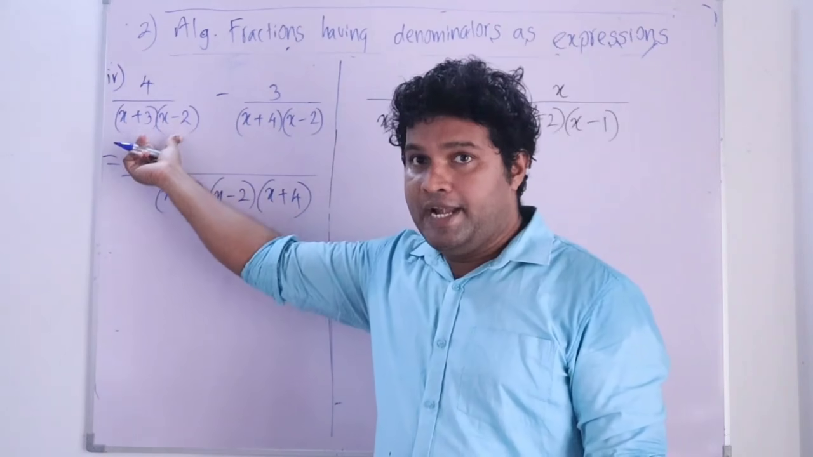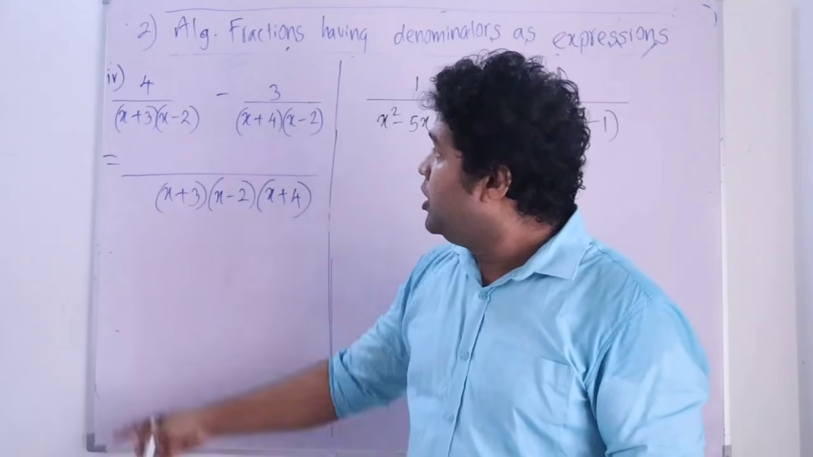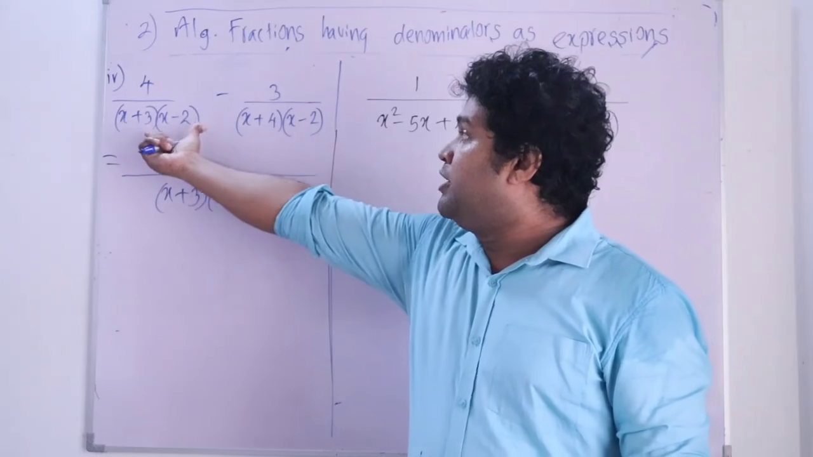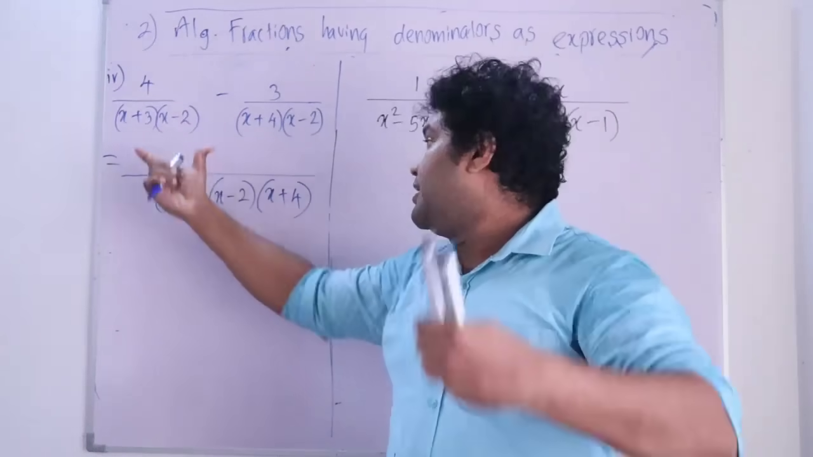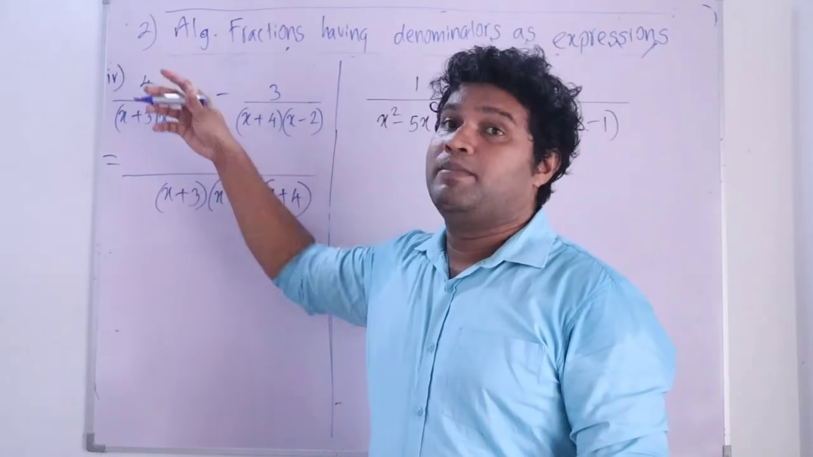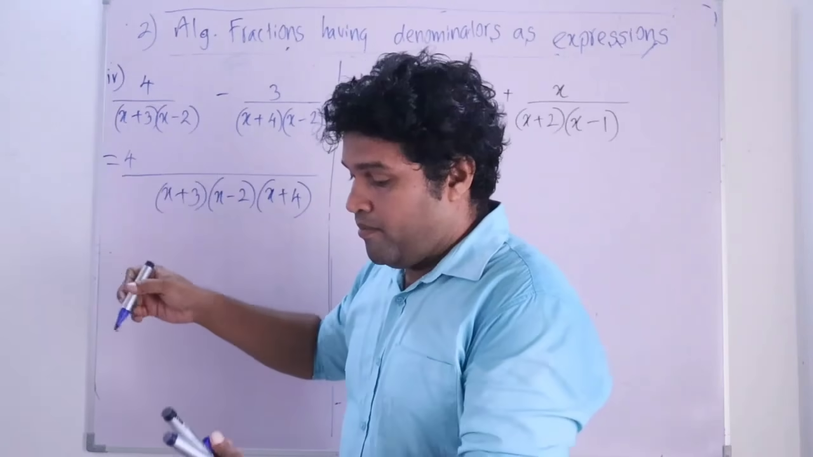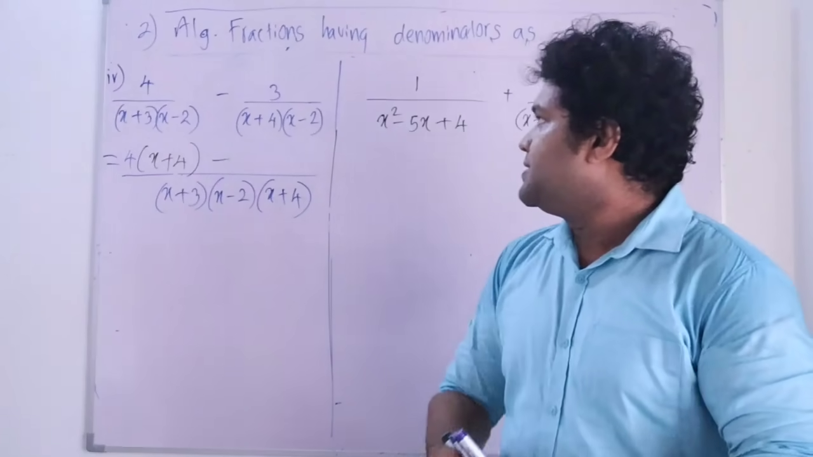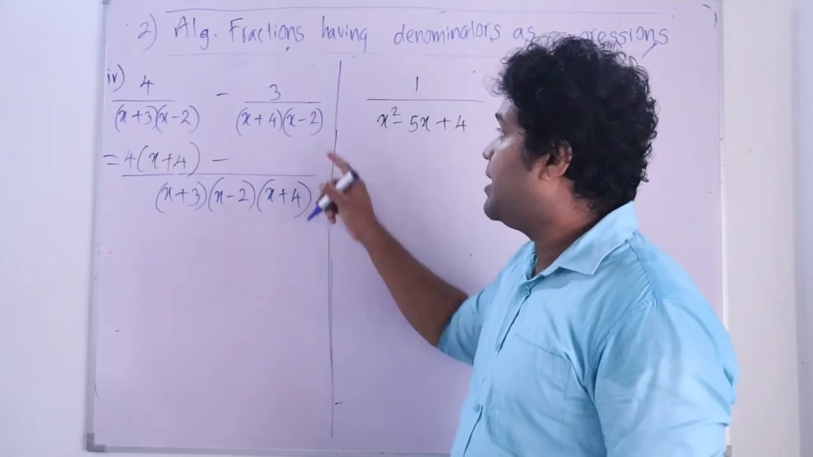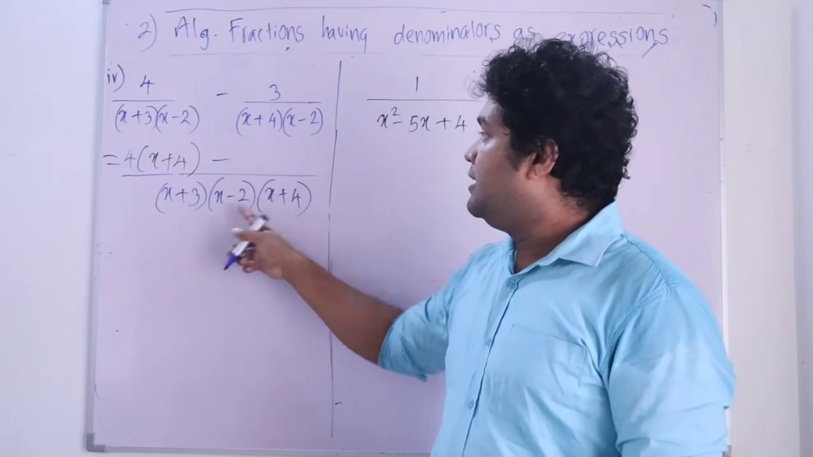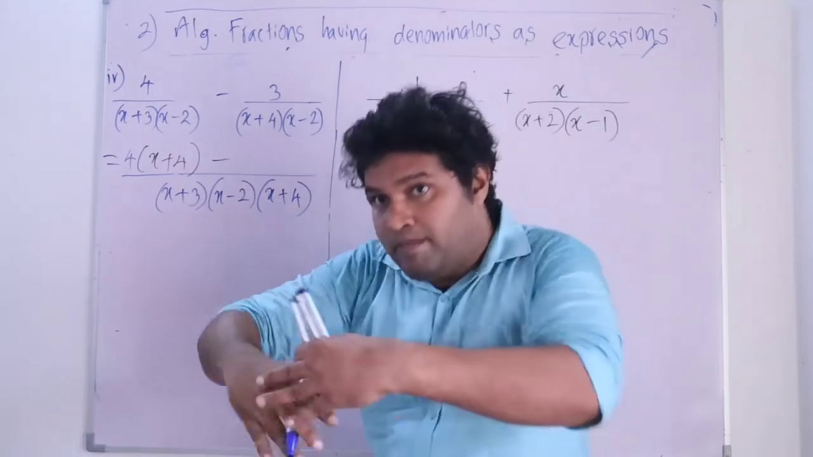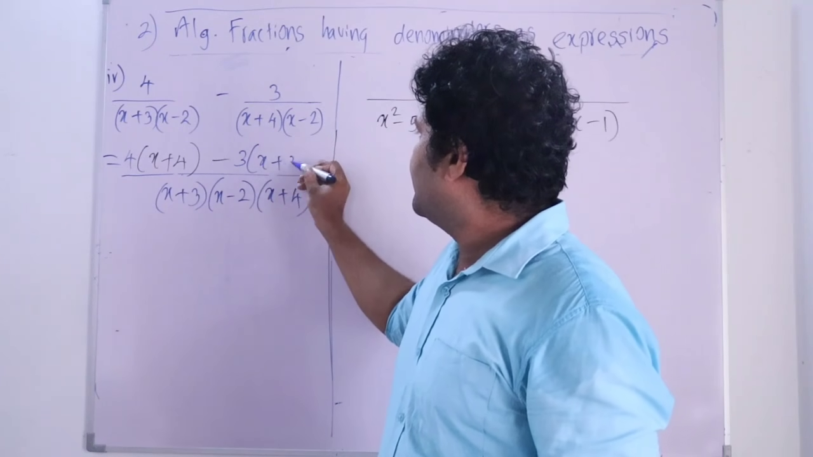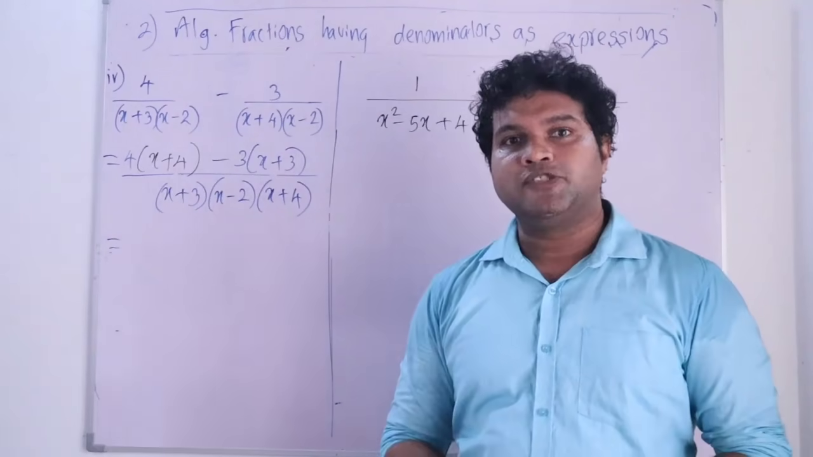Right. Now compare the denominator you had with the denominator you have now. You see x plus 3, x minus 2, and x plus 3, x minus 2, x plus 4. The denominator you had has been multiplied by x plus 4. Then the numerator is also multiplied by x plus 4. Therefore, you write 4 multiplied by x plus 4, minus, and compare the denominator you had, x plus 4, x minus 2. Other than x plus 4, x minus 2, we have x plus 3, so it has been enlarged, therefore you have to enlarge it by x plus 3.